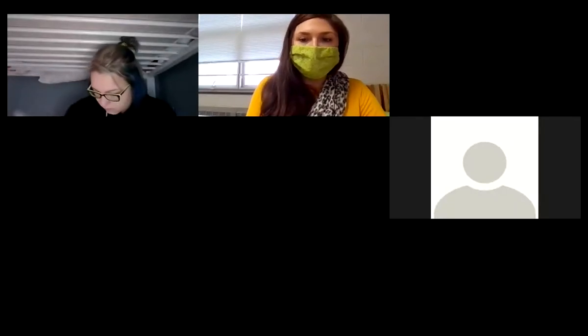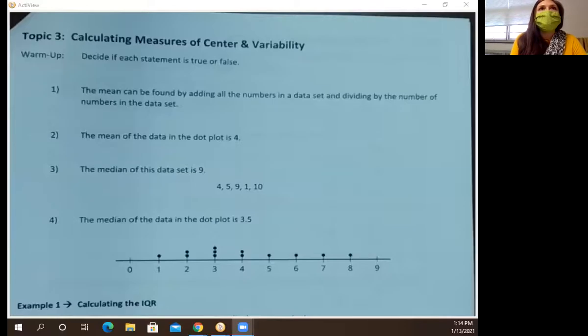Page 11 in your notes. And today we're going to look at some stuff that's familiar and some stuff that's a little new. So today we're going to focus on measures of center and measures of spread.